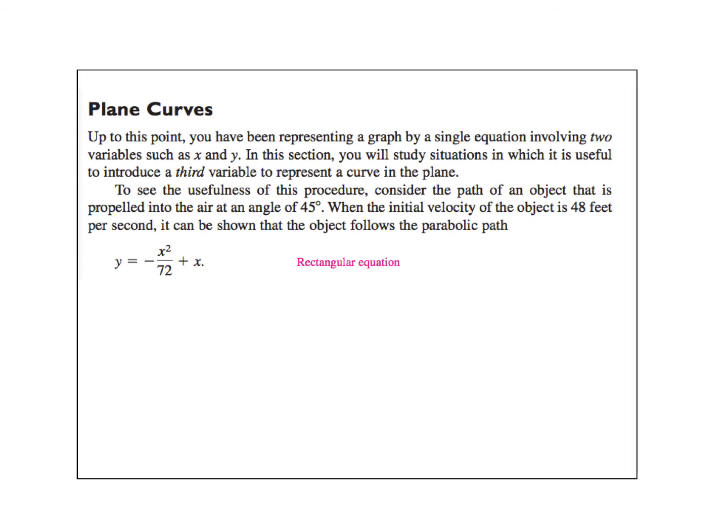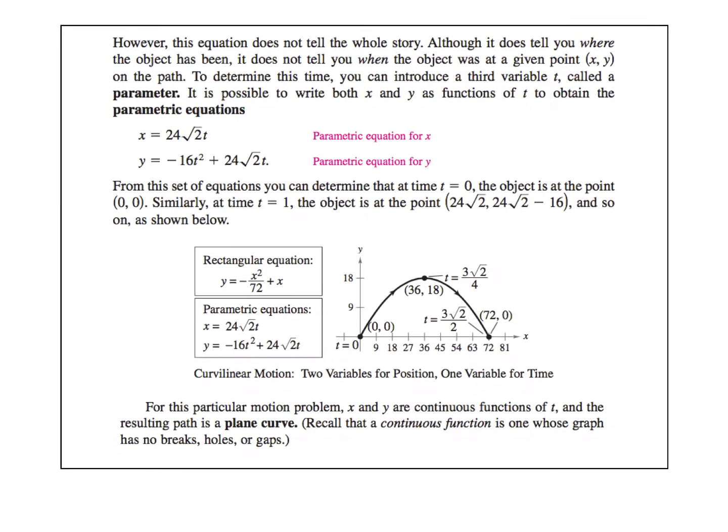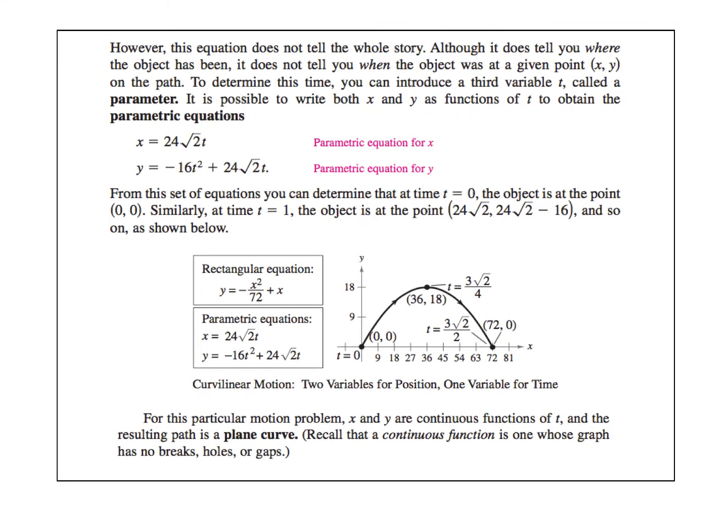To see the usefulness of this procedure, we're going to consider the path of an object that is propelled into the air at an angle of 45 degrees. When the initial velocity of the object is 48 feet per second, it can be shown that the object follows the parabolic path. Traditionally, we would just look at this function as y equals negative x squared over 72 plus x. In this parametric section, though, not that the curve necessarily changes, but we can follow the path that the object goes on.